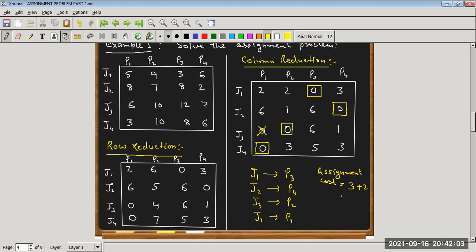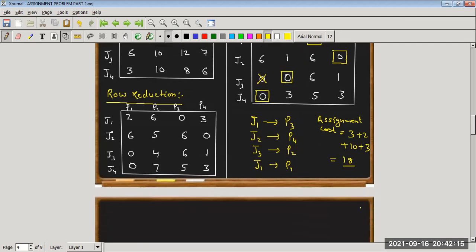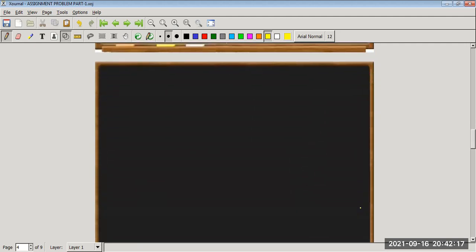we get 10 plus 10 plus 3. So the total cost is 10 plus 3 is 13, plus 2 is 15, plus 3 is 18. So we minimize the cost. So the assignment cost is rupees 18. So in this process we are able to make the assignment without the ticking process. Now we will discuss one more example.